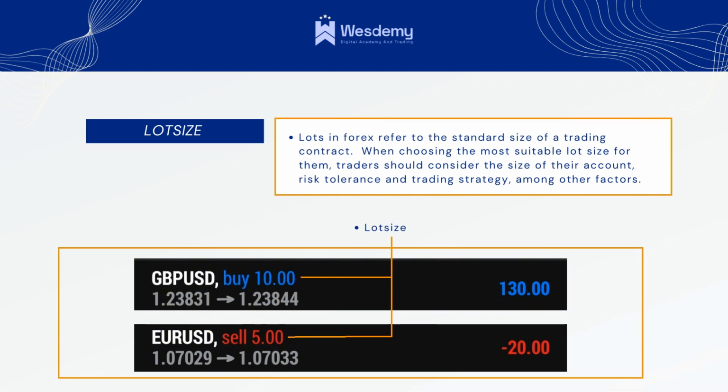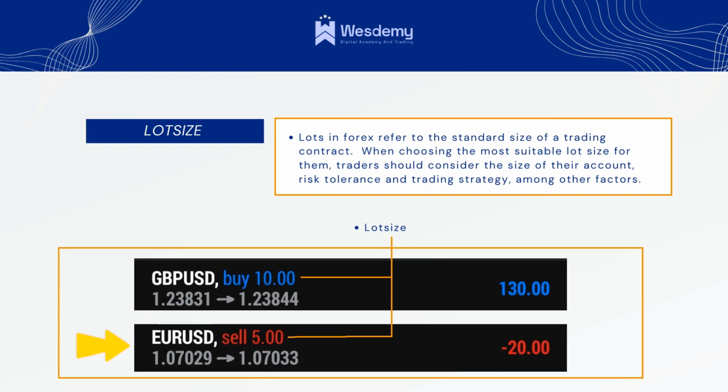Okay, so looking at your chart right now, we have a trade on GBP USD, which was placed with 10 lot size. You can see 10.00. So this number here shows your lot size. This buy shows you if you're buying or selling. So in this case, you are buying GBP USD with 10 lot size. Now in the second example, you are selling Euro USD with 5 lot size.